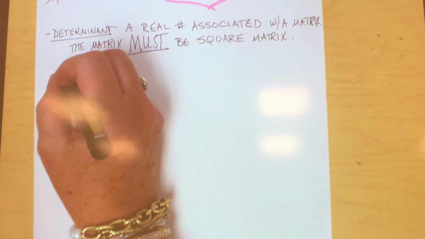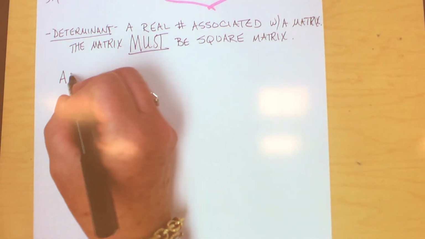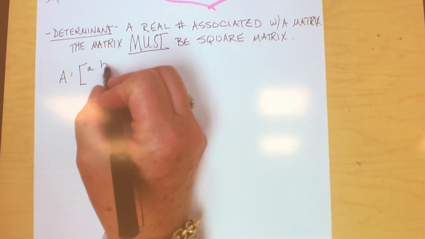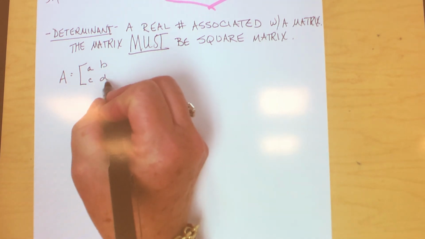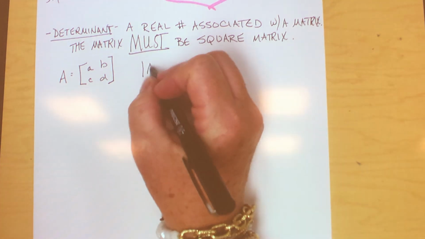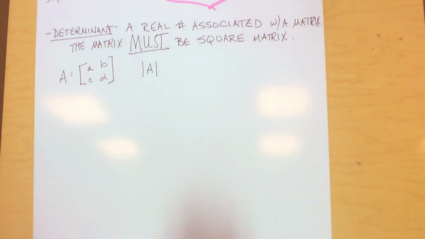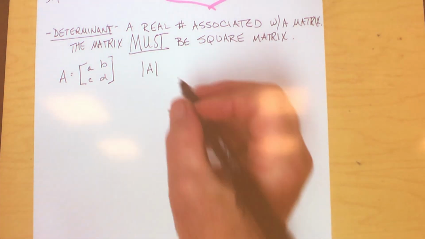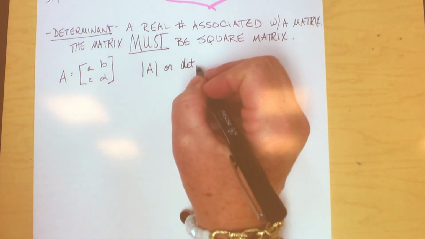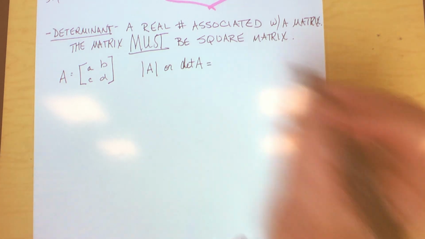I'm going to show you about a 2x2 first. Okay? So let's say this is matrix A. First row A, B, second row C, D. Okay? This means the determinant. It looks like a little absolute value sign, or they can write it. The determinant of matrix A is equal to.